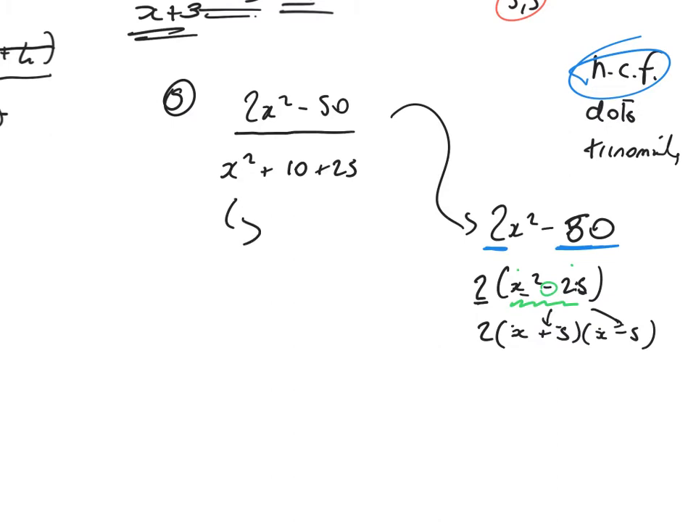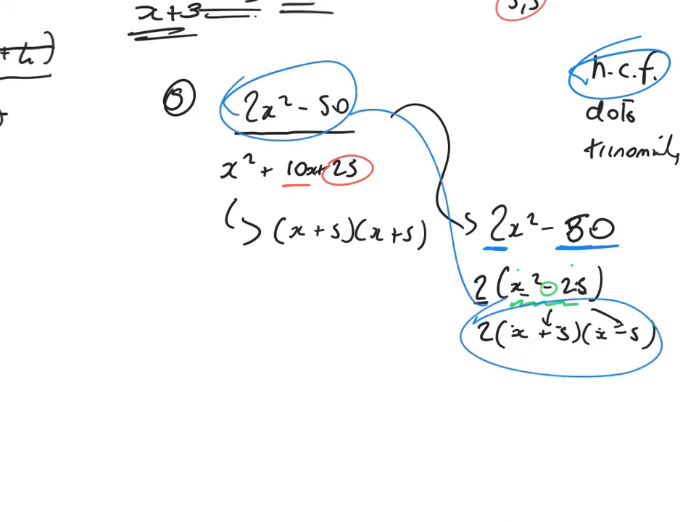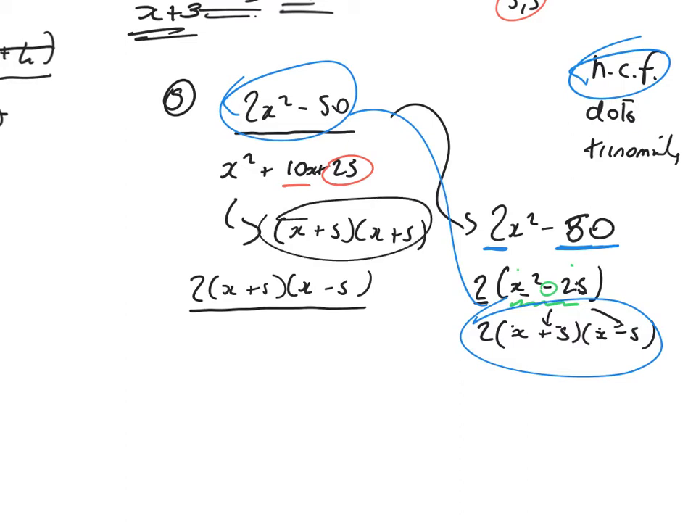Okay, what about x squared plus 10x plus 25? Two numbers that multiply to give 25 and add together to give 10. That's 5 and 5. So that's x plus 5, bracket x plus 5. So up top, 2x squared minus 50 can be written as 2 bracket x plus 5, bracket x minus 5. Over down the bottom, two numbers that multiply to give 25 and add to give 10, 5 and 5, and that was x plus 5, bracket x plus 5.